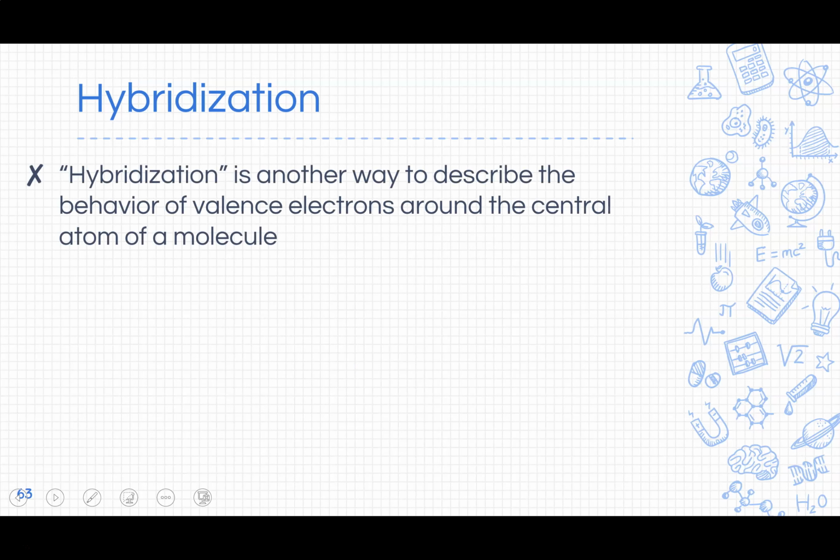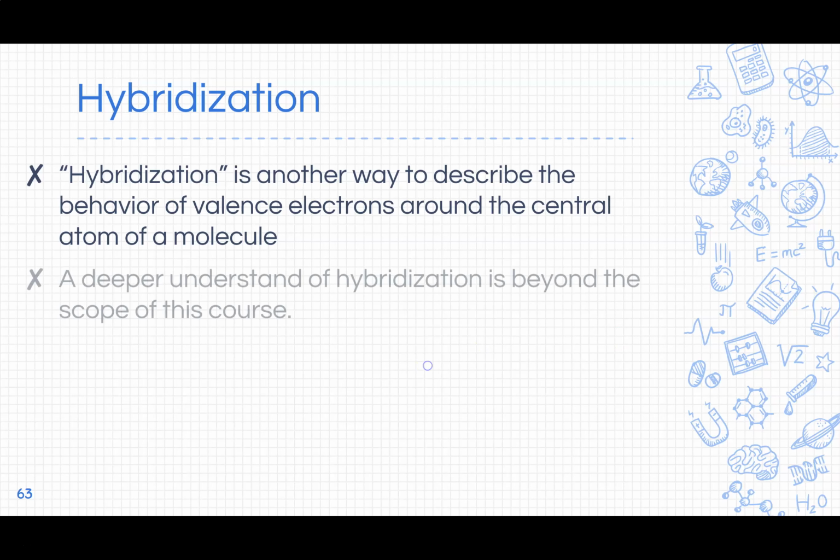Hybridization is another way to describe the behavior of valence electrons around the central atom. In other words, it's a different way to say what bond angle or what shape is around the central atom, or really what geometry, I should say, is around the central atom of a molecule.